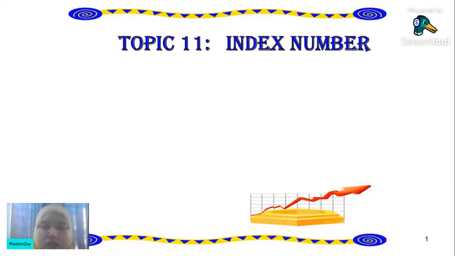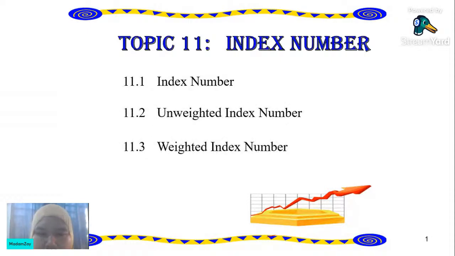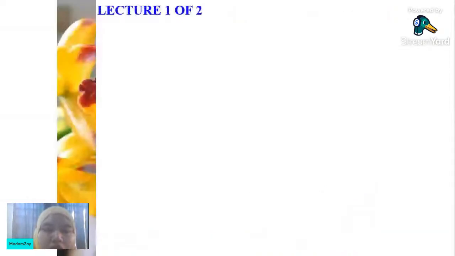Okay, so lecture 1 for topic 11 it's the index number. So index number ni you guys dah pernah belajar, kalau untuk dalam matematik moden pun ada. Okay, cumanya kita akan ada penambahan lagi lah information. Okay, so for this topic we have 3 subtopics: the first one is index number, the second one is the unweighted index number, and lastly for 11.3 we have weighted index number, benda baru you belajar. So this weighted index number we will discuss in lecture 2, on this Wednesday. Okay, so lecture 1 of 2.